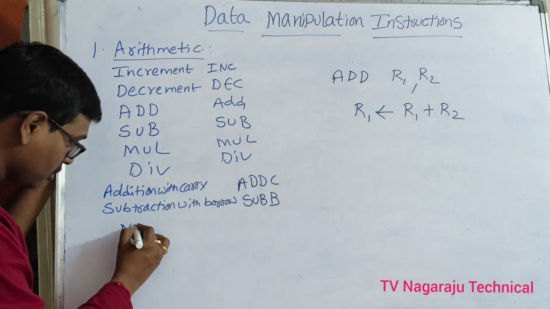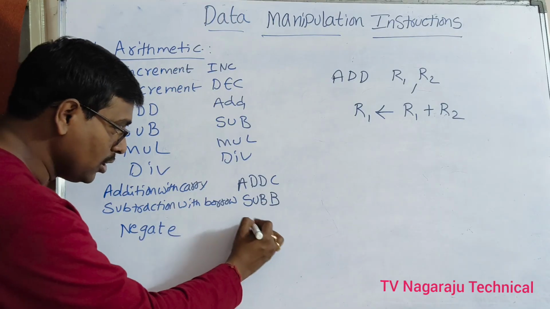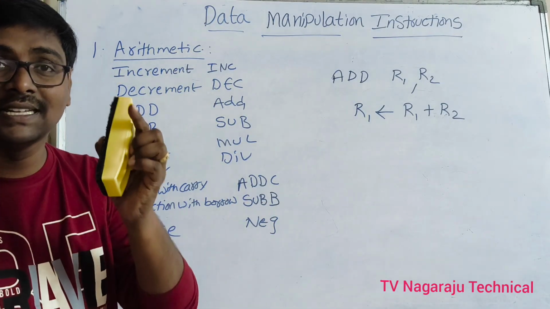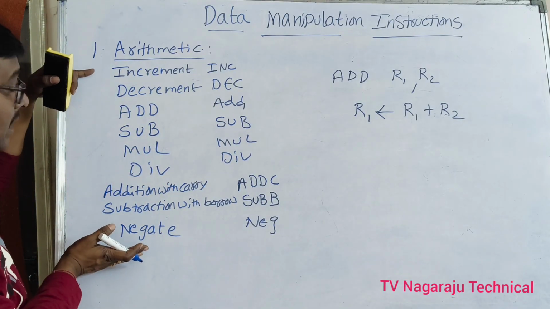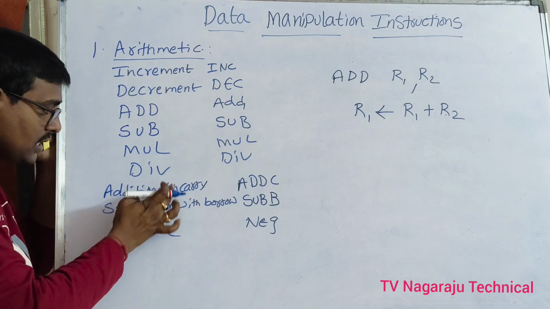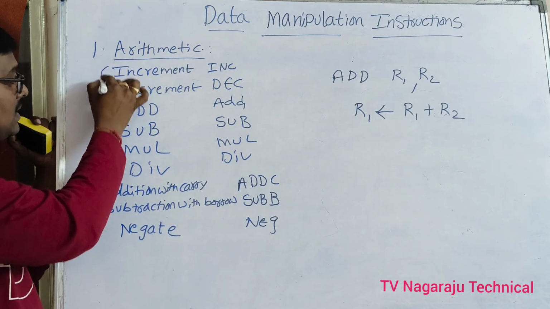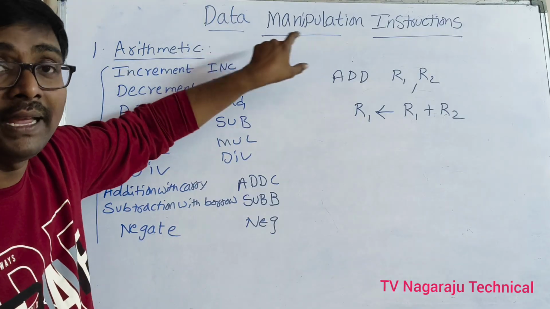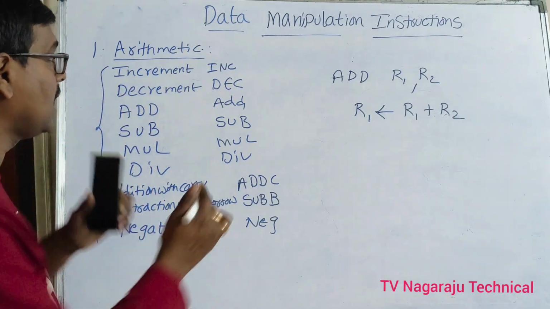The last one is negate. You know the meaning of negation: simply ones to zeros and zeros to ones. That is the negation. These are the different arithmetic instructions, nine in total. These instructions are used to perform the basic arithmetic operations on the given data.